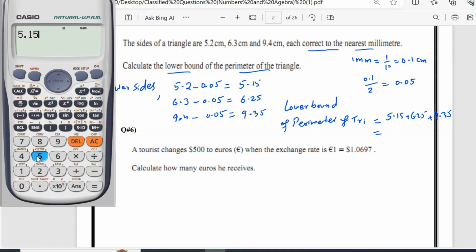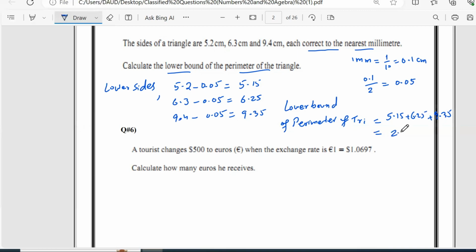So 5.15 plus 6.25 plus 9.35. So which is equal to 20.75 centimeter.